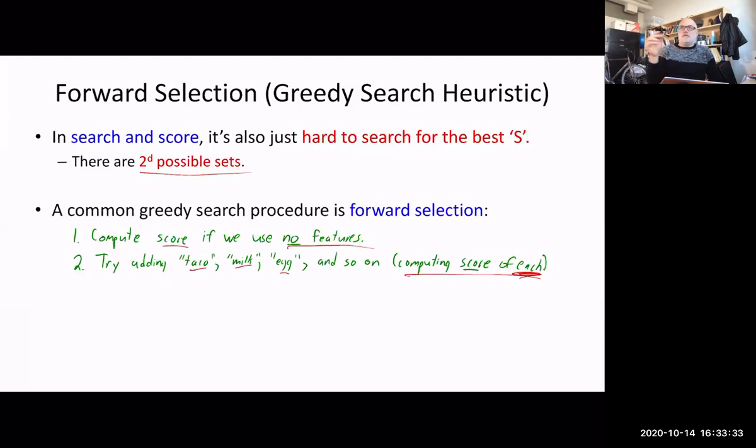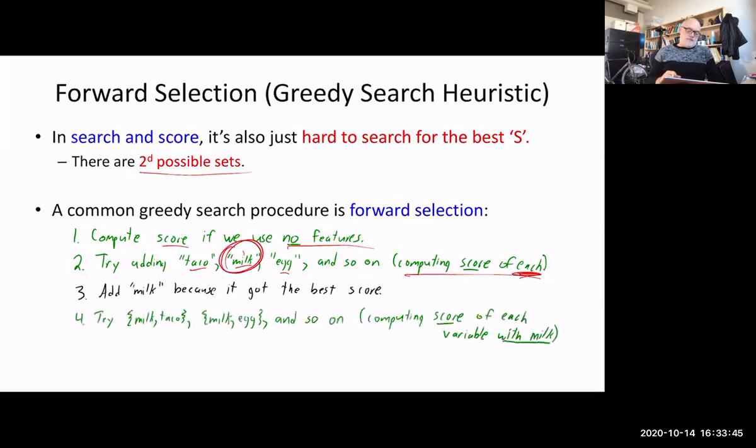Fit the regression model, compute the score. Fit another regression model with one feature, next feature, compute the score. So on and so forth. And let's say that milk is the winner. It got the best score out of all of them, right? Great. Then you go through and you start adding stuff.